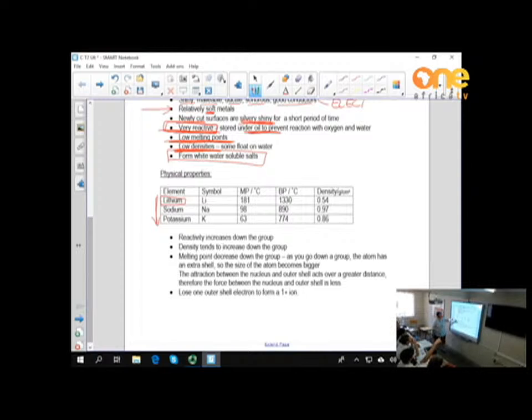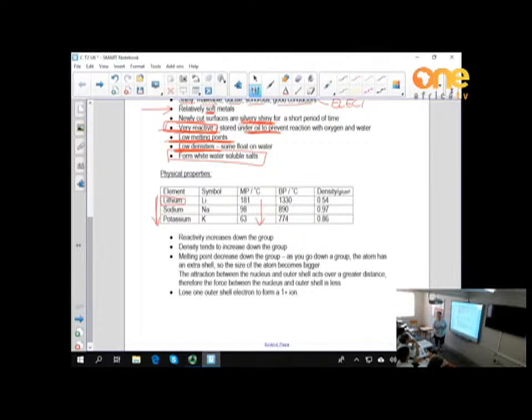So there we just have the symbol. There's nothing new. Look at the melting points and the boiling points. Can you see, as we go down the group, from lithium to sodium to potassium, etc., the melting point decreases. These are general properties you need to know. You don't need to remember specific melting and boiling points, but you need to know group 1 elements become more reactive as you move down. Melting and boiling points decrease. Density increases.